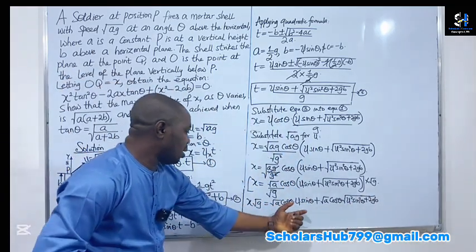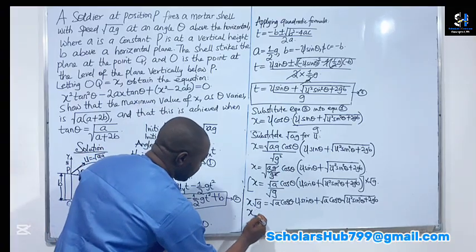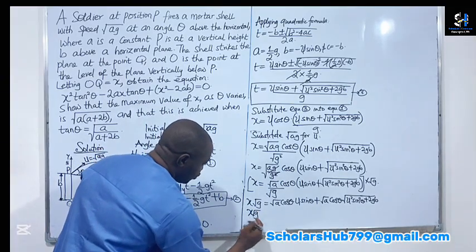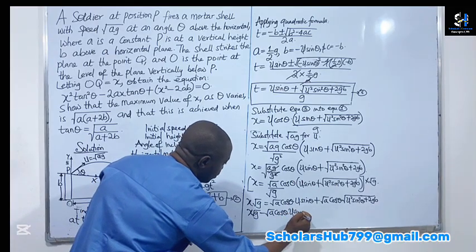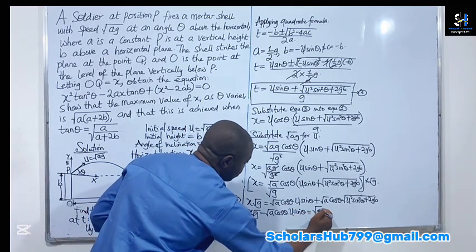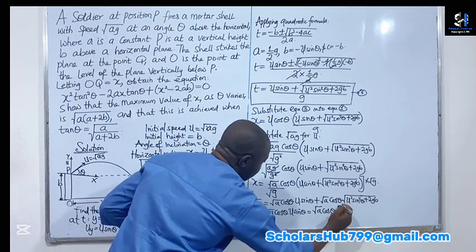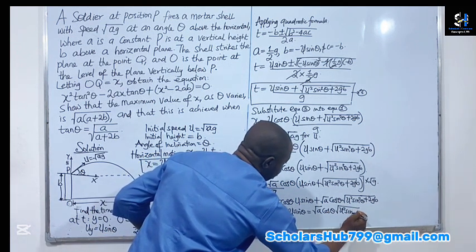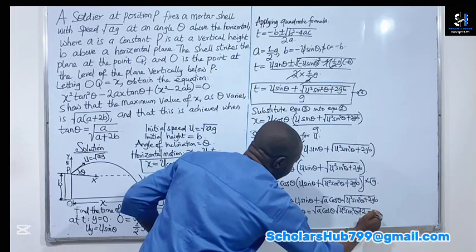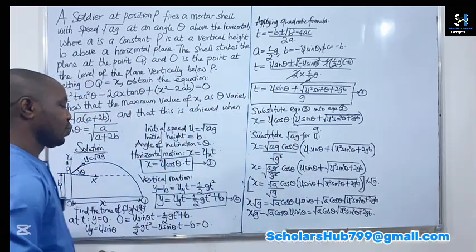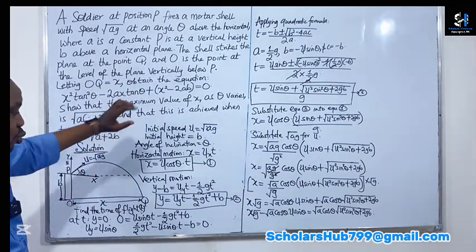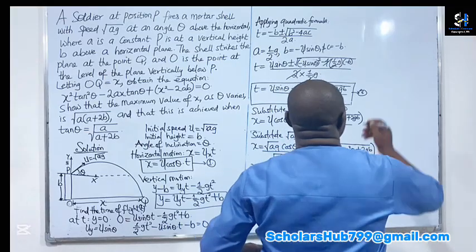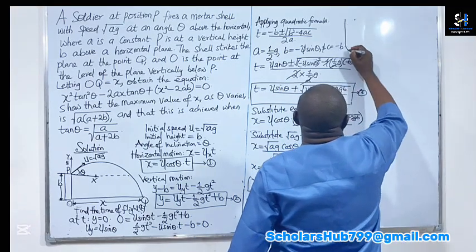Okay, then now I can move this to the left hand side, so that on the left hand side will be x root g minus root a cos theta u sine theta equals root a cos theta square root of u squared sine squared theta plus 2gb. Okay, so now from here, let's square both sides, because of course we want to obtain this equation. Let's square both sides.